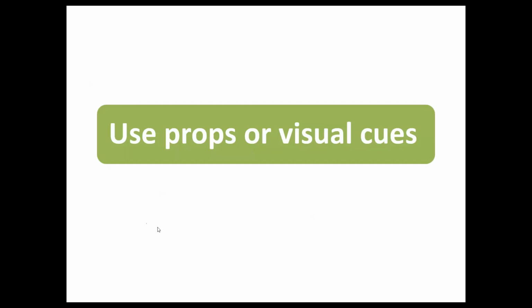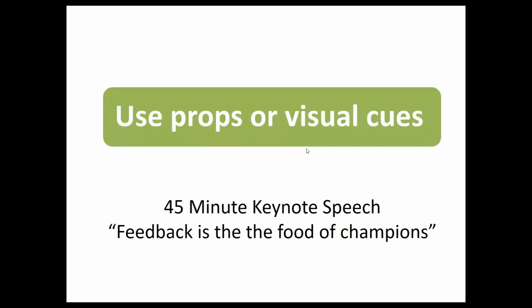Visual props. To do a presentation without the use of notes, the second model you can use is to bring up 3 or 4 objects, visual cues or physical cues that now anchor your 3 points. So for example, if I was doing a presentation around feedback, a 45-minute keynote speech on feedback as the food of champions, and I talk about the importance of getting feedback, and there's 3 points, 3 ways of getting powerful feedback, and I'll bring up 3 objects with me that will remind me of my 3 points. Feedback is the food of champions, and it's really valuable.